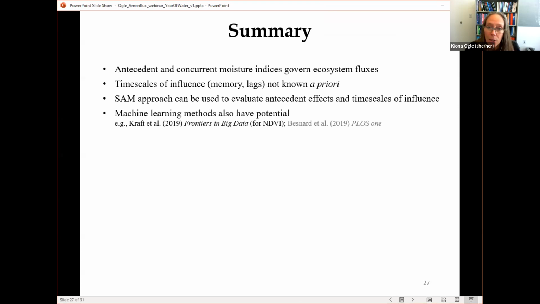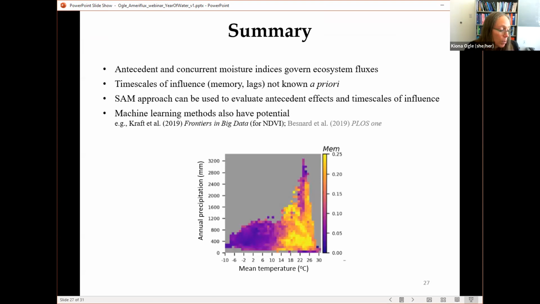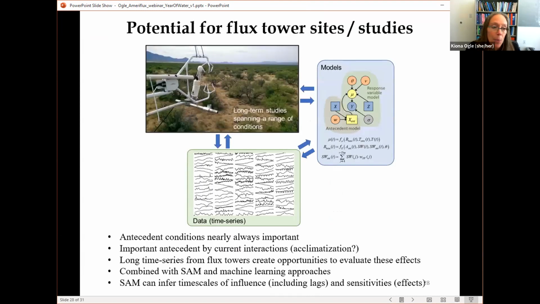But I do want to point out that there are other methodologies that can give similar types of insights, such as machine learning methods, and even that superimposed epoch analysis that Steve talked about at the beginning of the webinar. So the SAM is not the only way to do that. But I think what's interesting is that SAM can allow us to infer specific timescales of influence quantitatively, to infer lags, and also to make inferences about sensitivities to drivers, that is, those specific effects of moisture indices. And I will just leave it there in the interest of time.